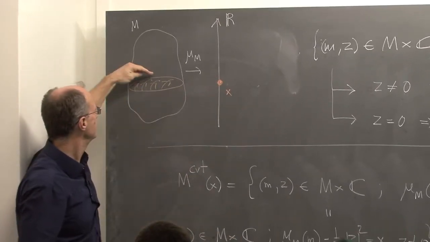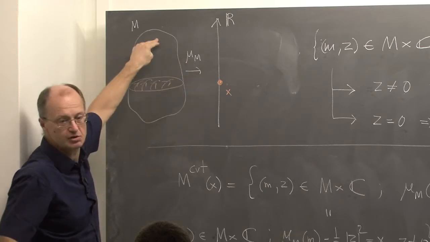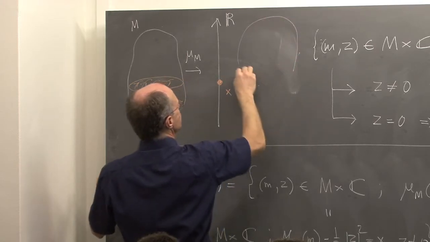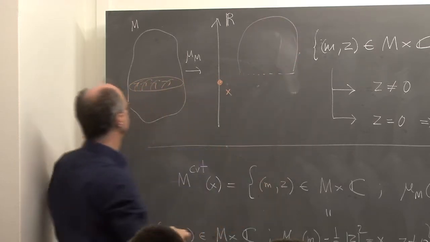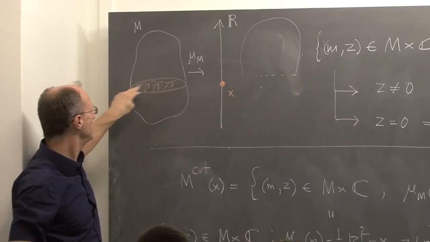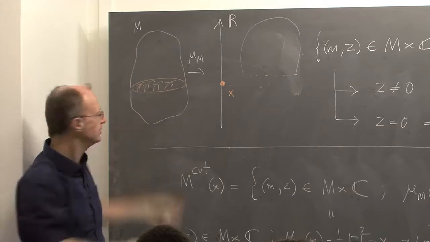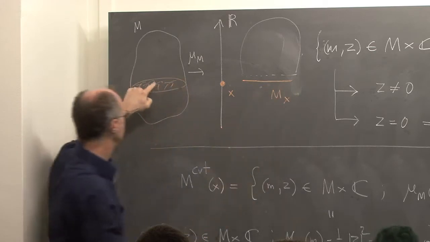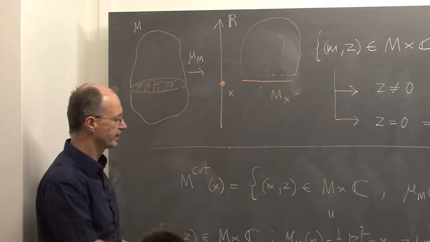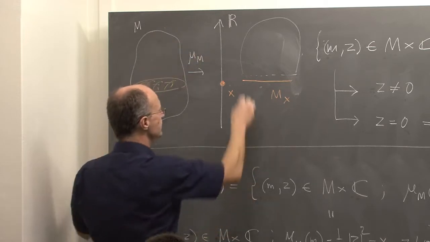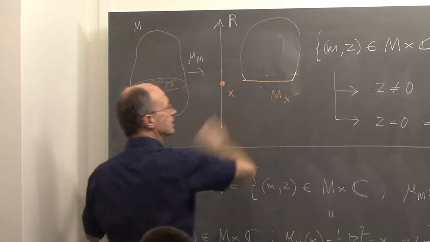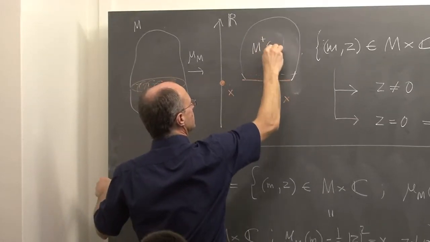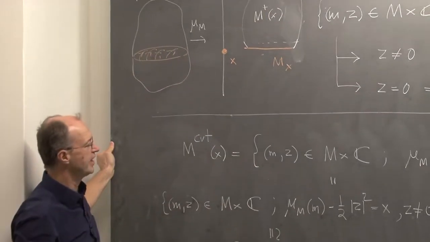Now, what is the cut space? So first of all, this part where mu of M is bigger than X, we just preserve as it is. So here it's open, right? Now what about this guy? So this guy we just divide by the S1 action, right? So this is Mx, which is a quotient of the level set by the S1 action. Now the claim is that the cut space is a union of these two pieces of Mx and M plus of X.